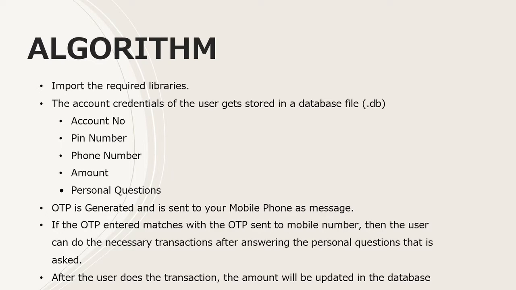The algorithm of our project is as follows. First we import the required libraries, then the account credentials of the user get stored in a database file in .db format. The account number, PIN number, phone number, amount, and the personal questions will be stored in the database. Then an OTP is generated and sent to your mobile number as a message. If the OTP entered matches the OTP sent to the mobile number, then the user can do the necessary transactions after answering the personal questions that are asked. After the user does the transaction, the amount gets updated in the database.